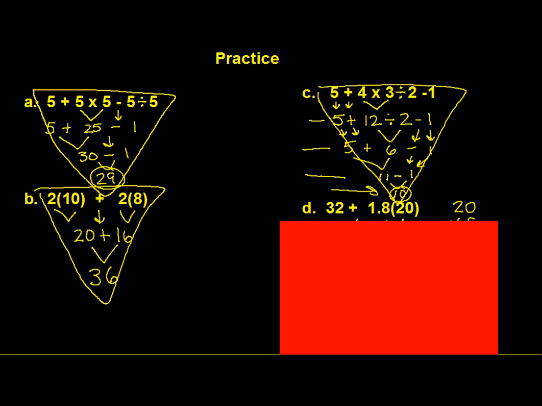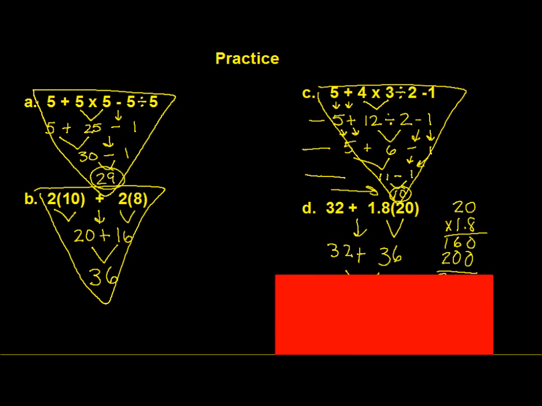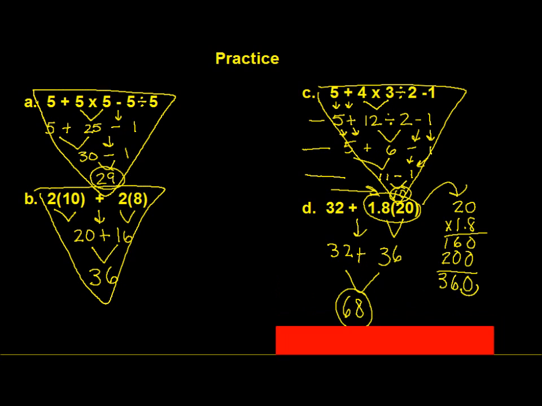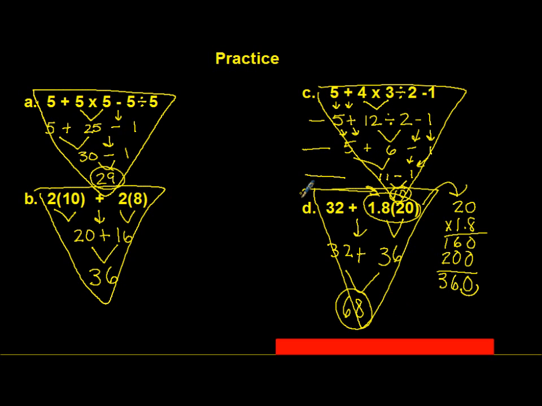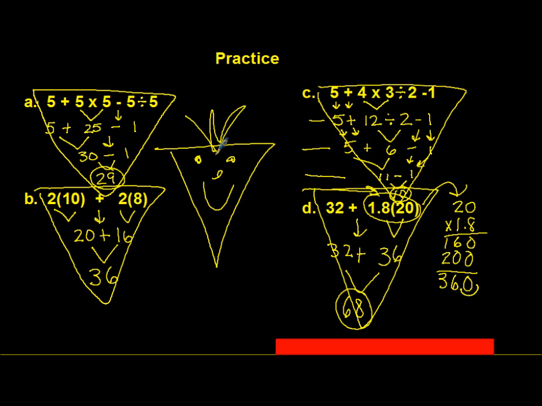Last but not least, letter D. I solved 1.8 times 20 on the side here. I ended up with 36, and I brought that down. And then 32 plus 36 is 68, and 68 was my final answer. Again, ending up with that roughly upside down triangle. And that's the end of your lesson.